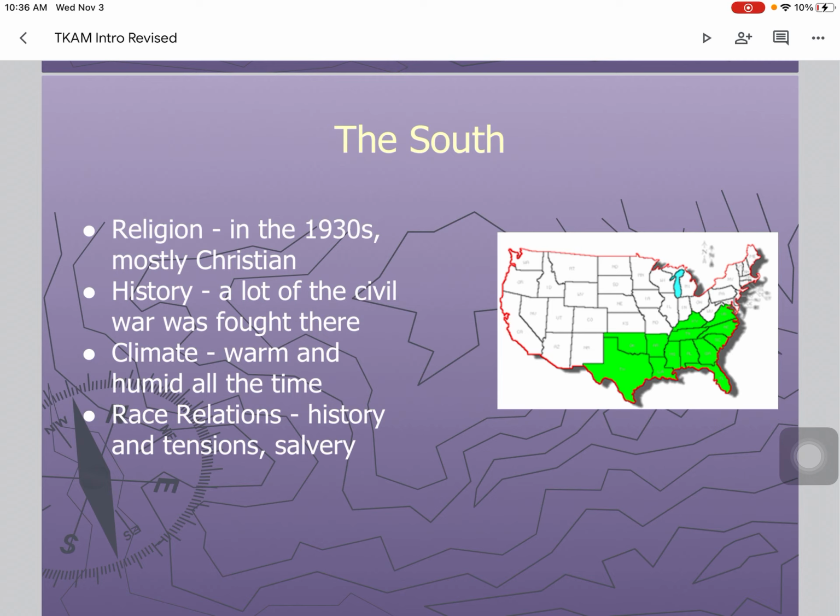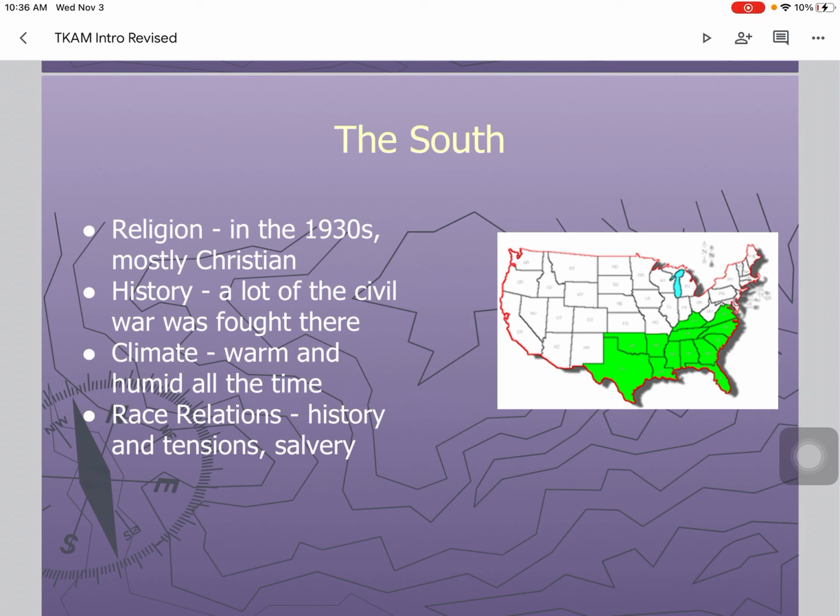So in the 1930s, the South would have been heavily Christian. That was kind of the main belief system. So you'll see that reference in the book. You'll see church referenced. And there wasn't a lot of diversity in religion at that time.